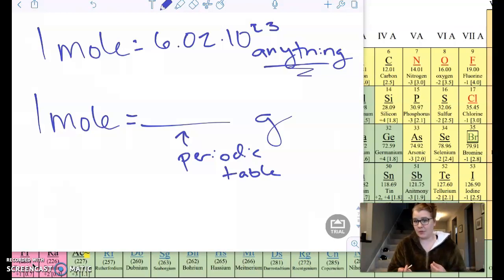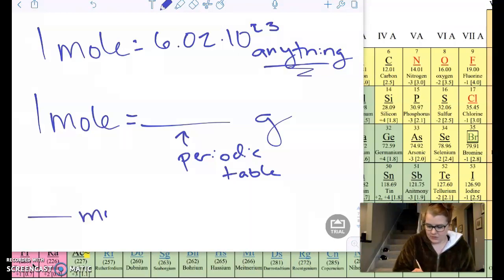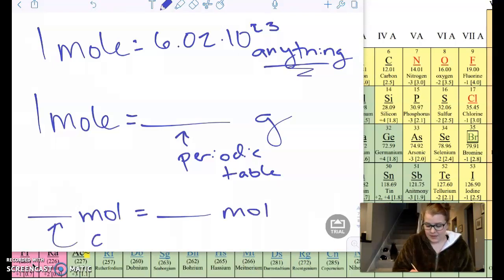The last thing that we learned before we left was a mole ratio. So however many moles equals however many moles. And we get these numbers from the coefficients in an already balanced chemical equation.